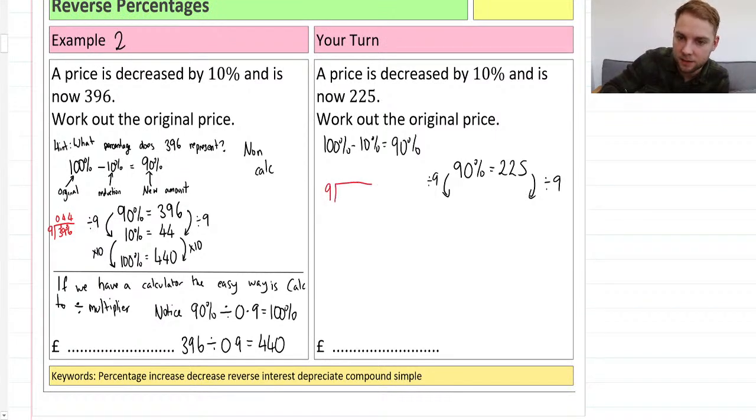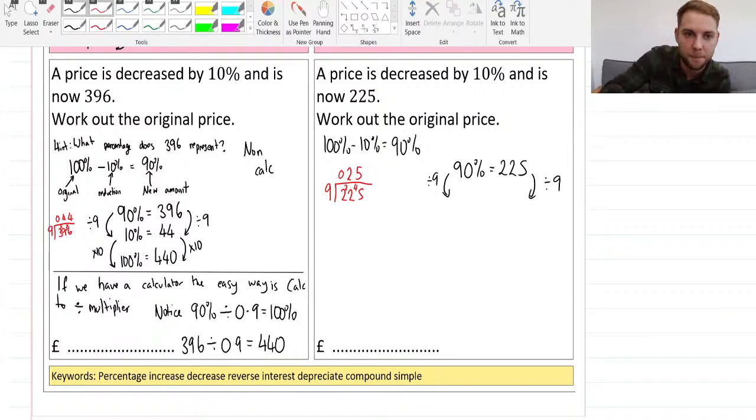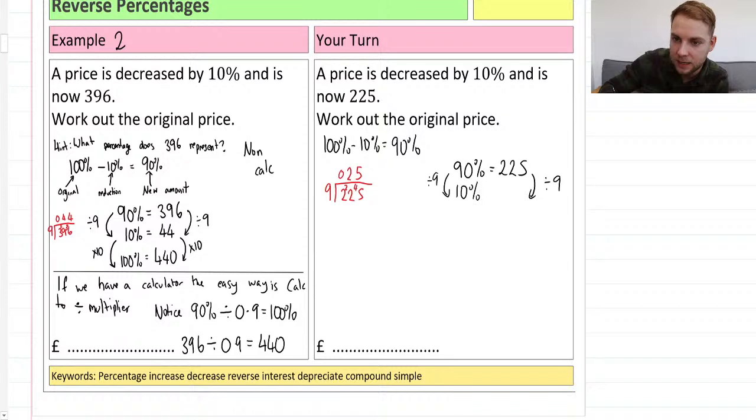How many times does 9 go into 225? Well, 9 into 2 doesn't go. 9 into 22 goes twice. Carry the 4. 9 into 45 goes 5 times. So divide this by 9, you get 10% is equal to 25. So times by 10, 100% is equal to 250. Brilliant.